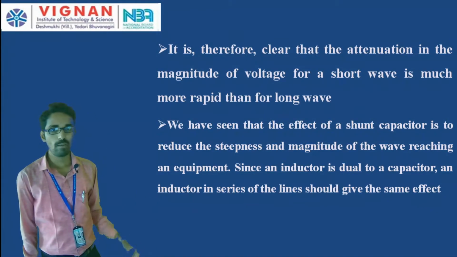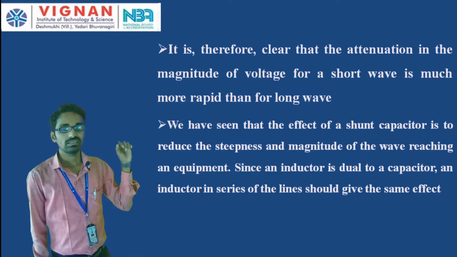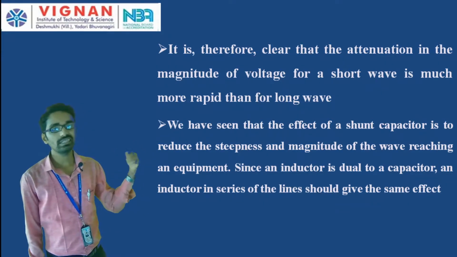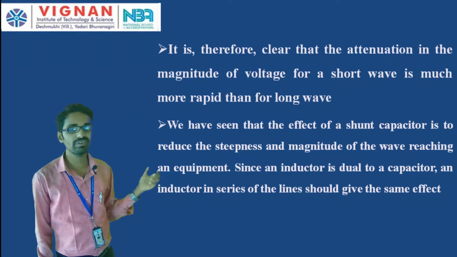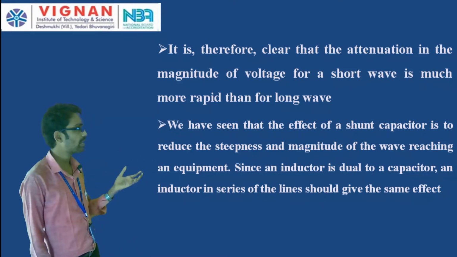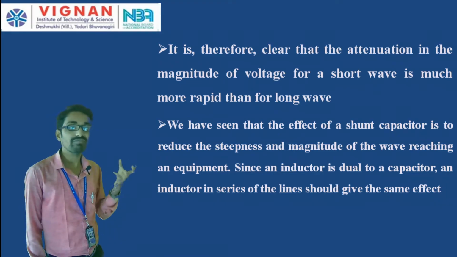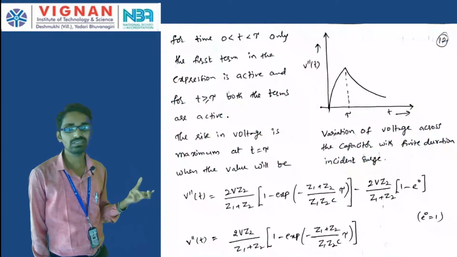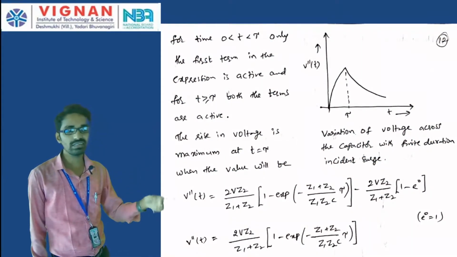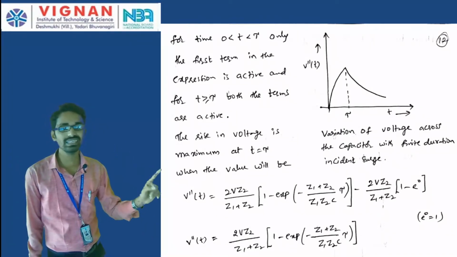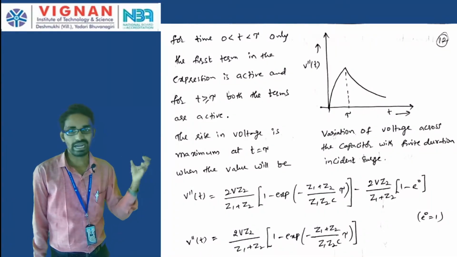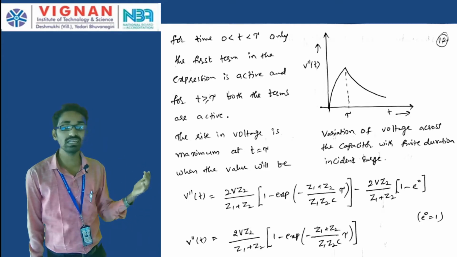And here, it is clear that the attenuation in the magnitude of the voltage for a short wave is much more rapid than for a long wave. So if you consider the finite wave, what happens? The attenuation means you are going to get a decrease in the value. So here the decrease in the value is very rapid, rather than if you use infinite length.